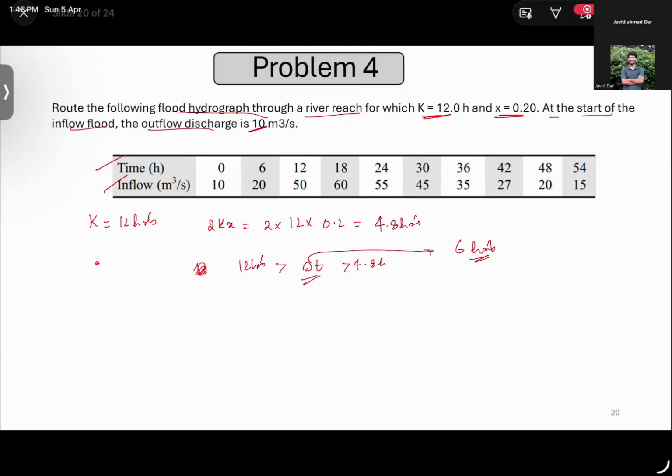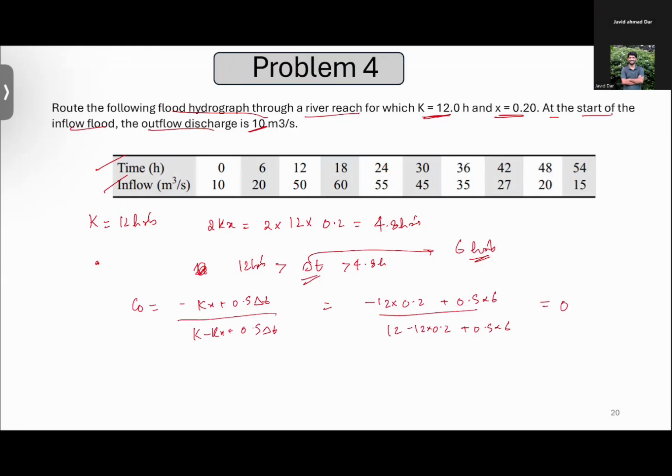So C0 is minus Kx plus 0.5 times delta t divided by K minus Kx plus 0.5 times delta t. If you put in the values, minus 12 into 0.2 plus 0.5 into 6, divided by 12 minus 12 into 0.2 plus 0.5 into 6, this comes out to be 0.048.